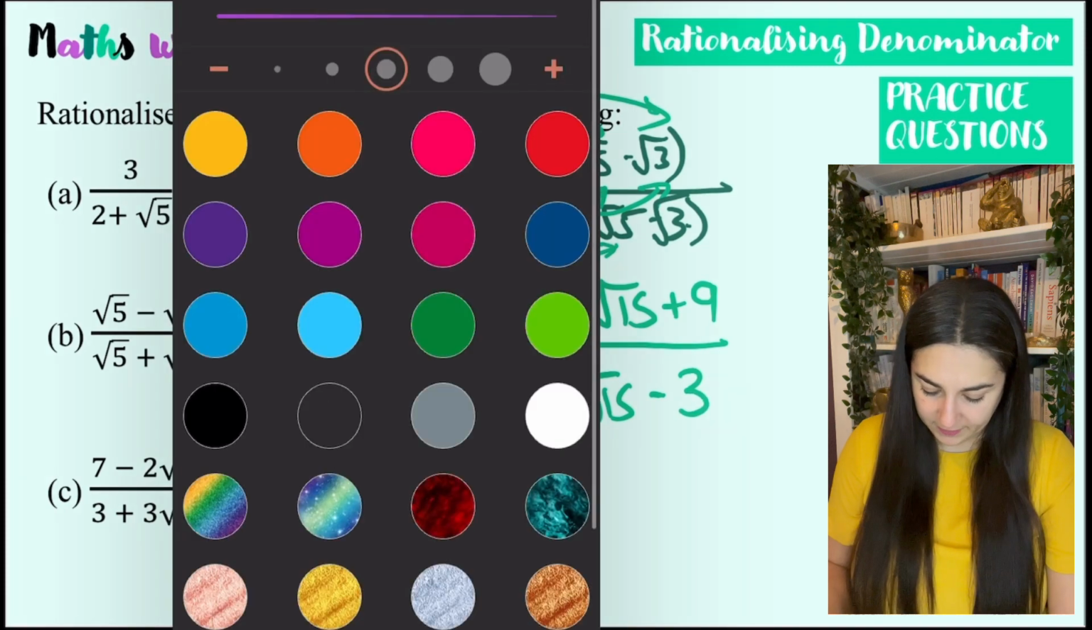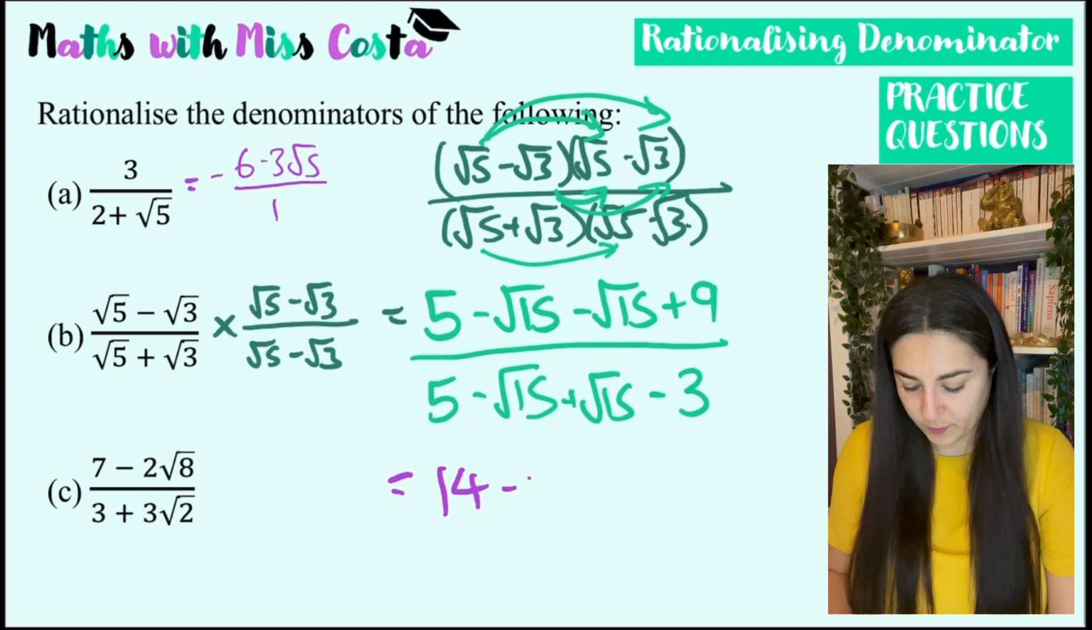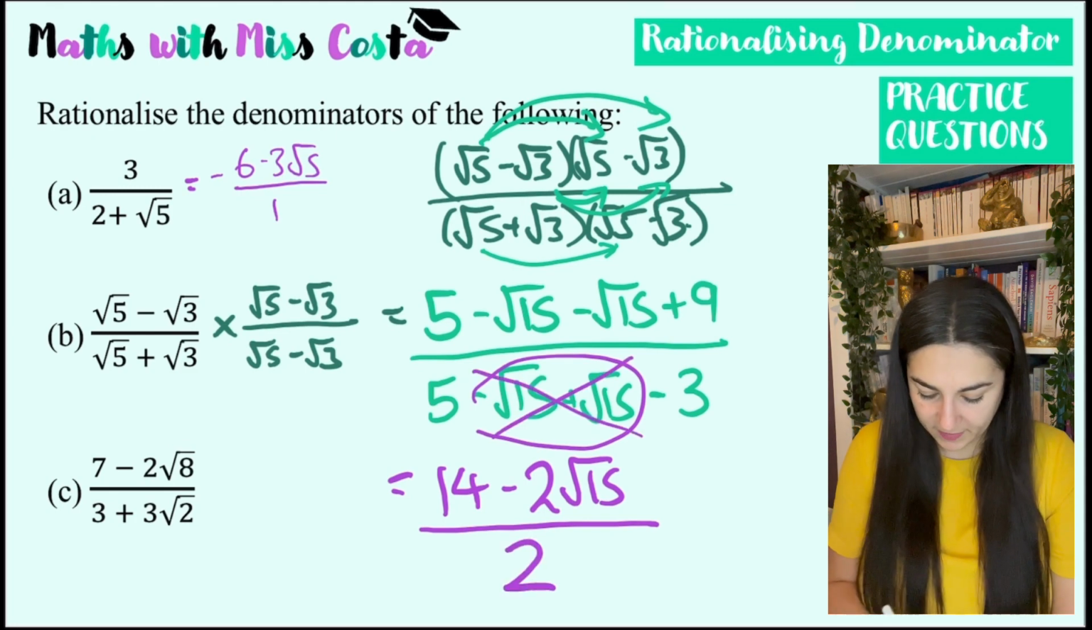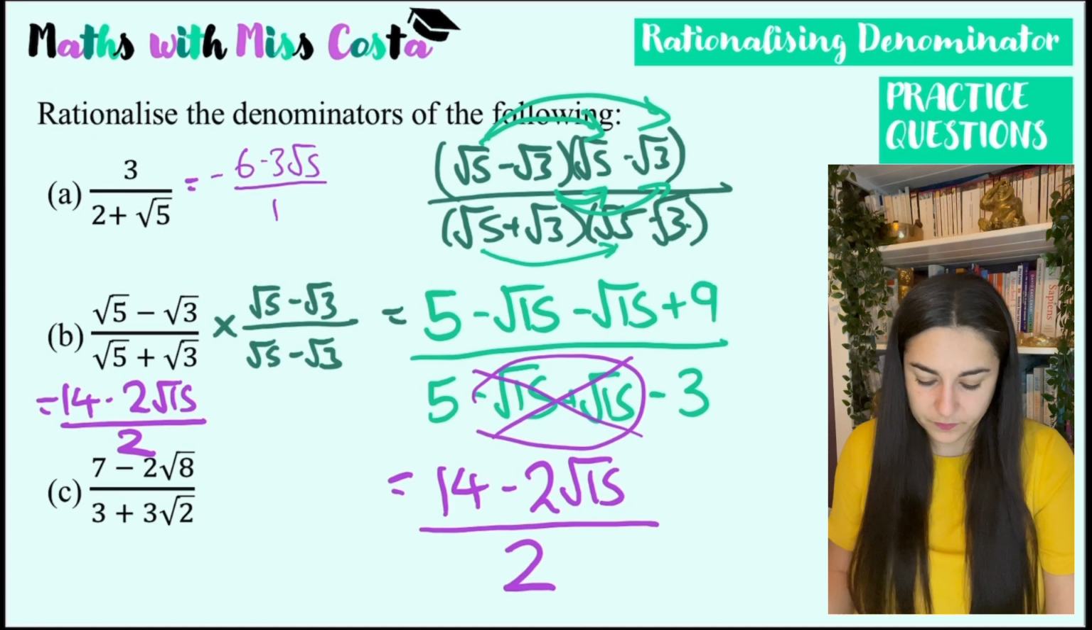So let's simplify even further. We'd have 5 plus 9 is 14. We've got 2 lots of root 15, so it'd be 2 root 15. These two cancel out, and 5 take 3 is 2. So my answer here would be 14 take 2 root 15 over 2.